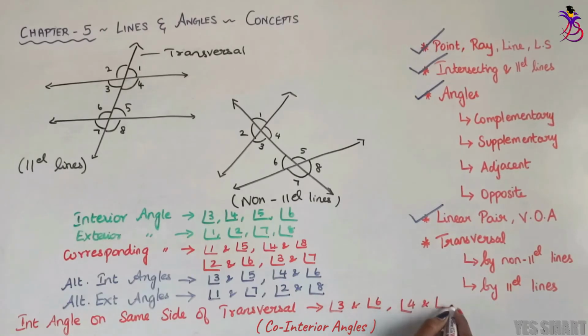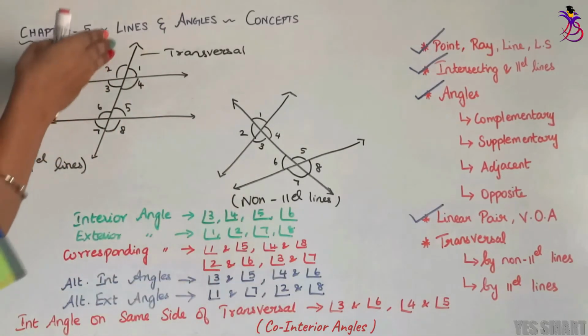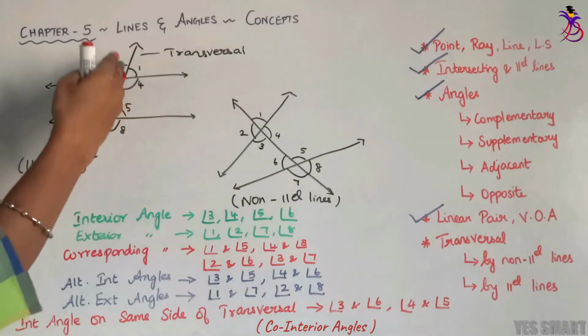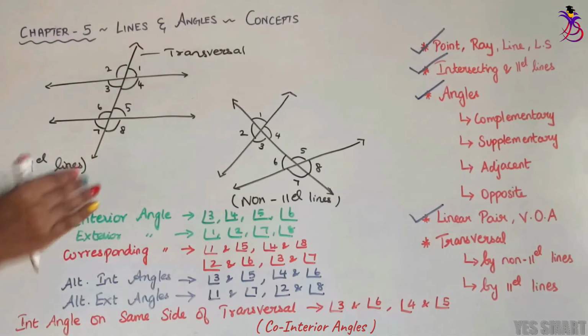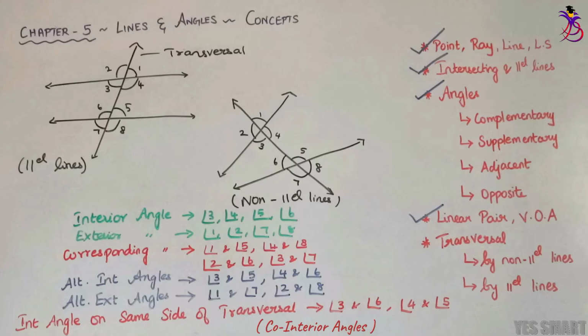Similarly, on the right hand side of the transversal, angle 4 and angle 5 are also on the same side of the transversal. Also, their position is interior. Therefore, they are co-interior angles, or they are referred to as interior angles on the same side of the transversal.